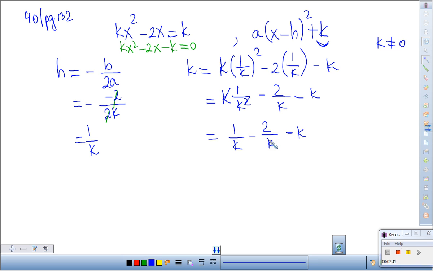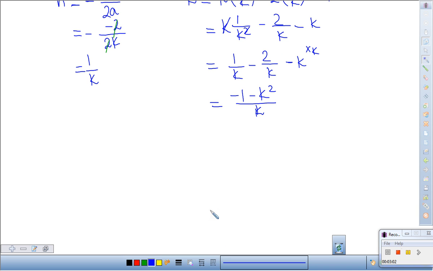We do have to bring all three terms to the same denominator, and since it looks like the denominator is k, we have to multiply the last term by k. So we have 1 minus 2 is negative 1, minus k squared, over k.